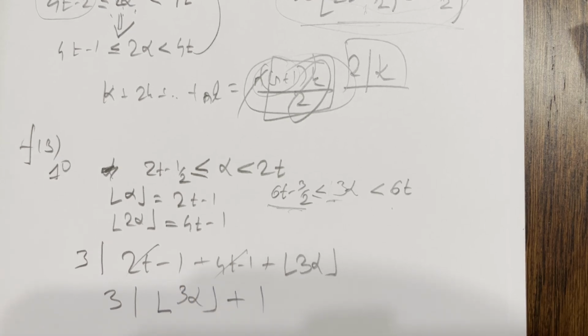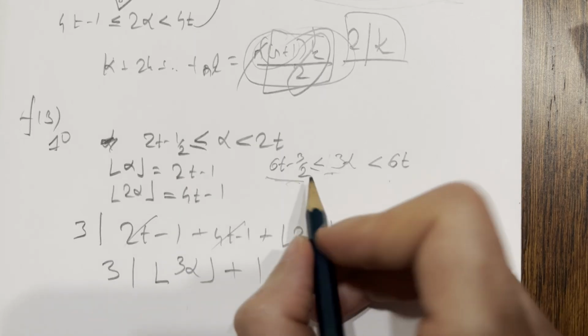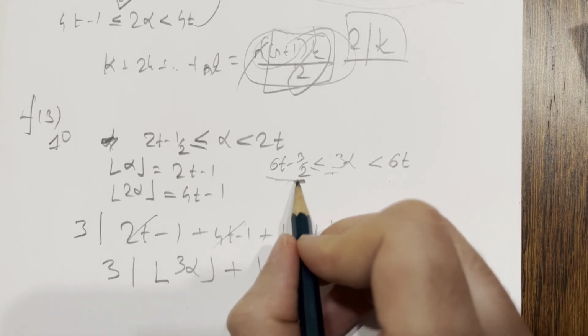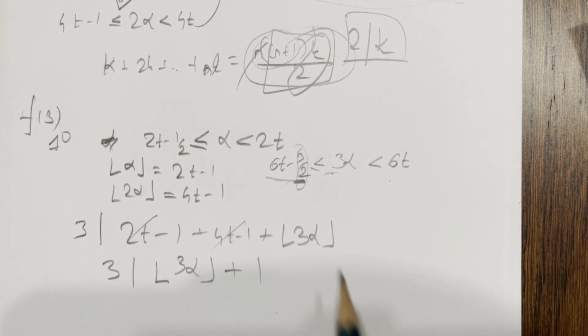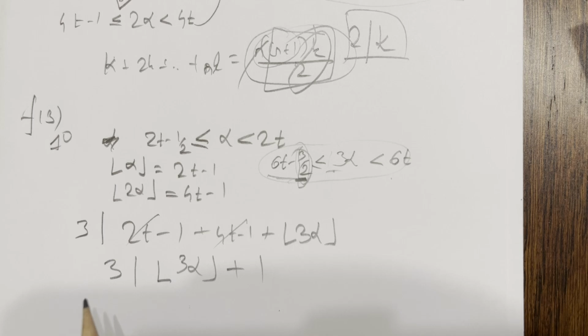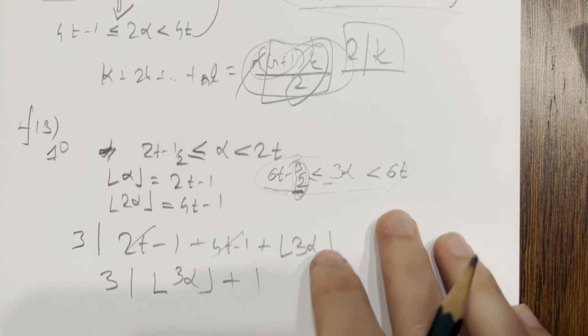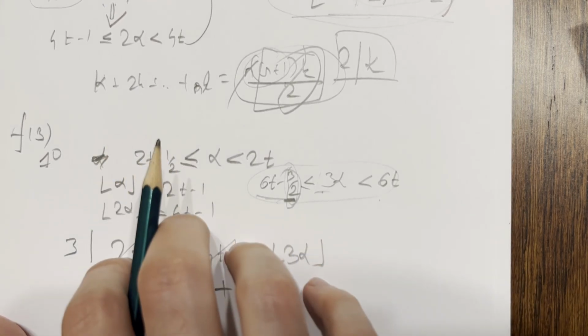So then 3 divides the floor of 3 alpha minus 2, that is, the floor of 3 alpha plus 1. So 3 alpha is between 6t minus 3 over 2 and 6t minus 1, if 3 alpha is there, then we're going to have an issue. Well, let's look at what that translates to here. So how can we think about this now more formally?